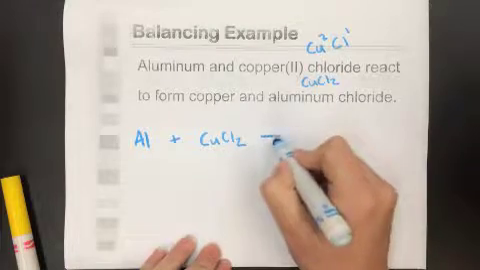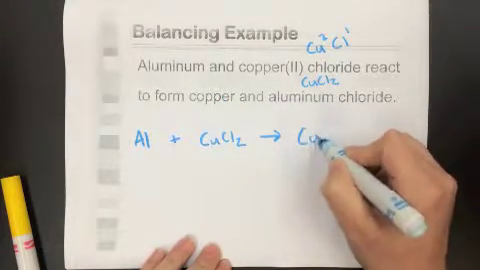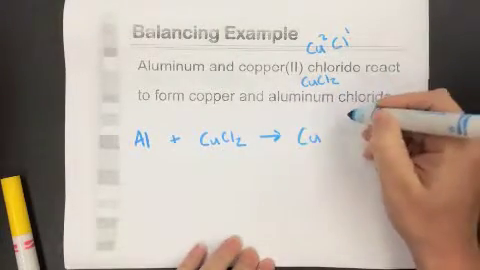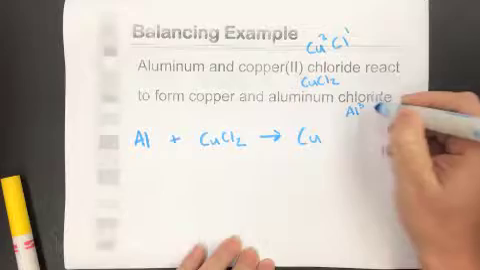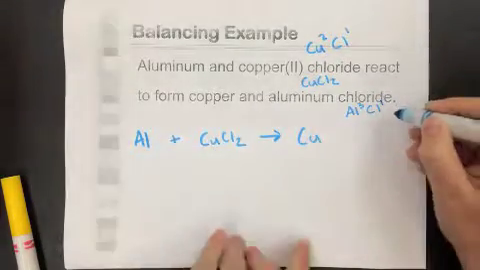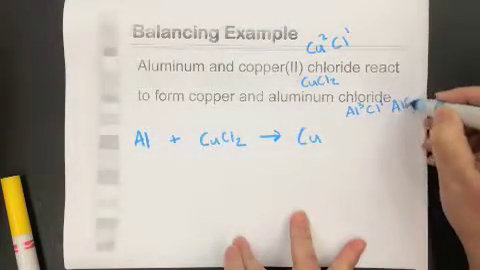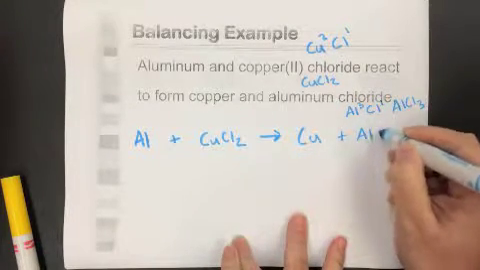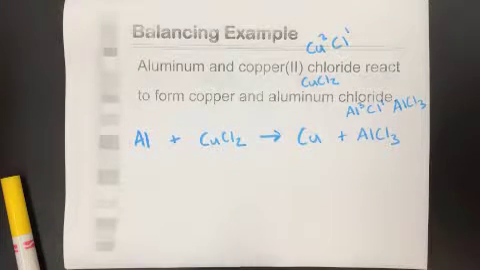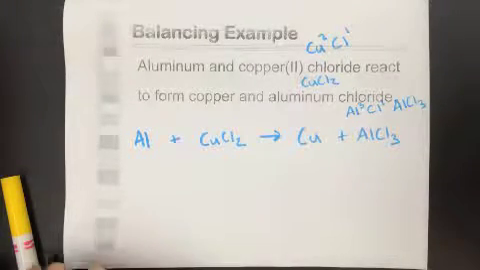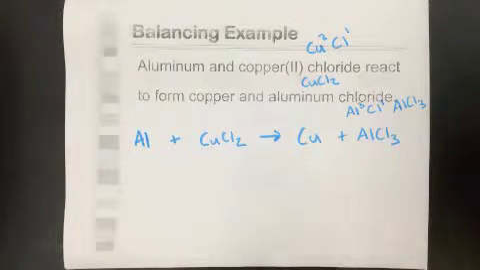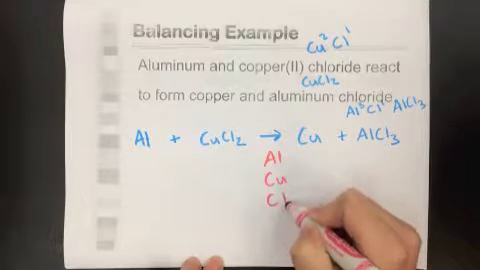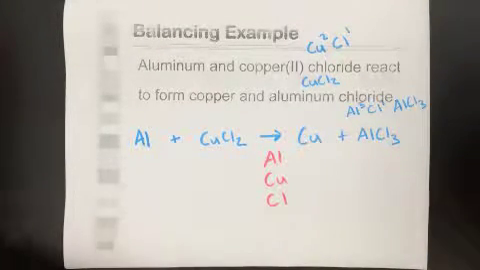Reacts to form, that means that's an arrow, copper, which is Cu, and aluminum chloride. Again, aluminum chloride, Al, has a charge of 3. Chlorine has a charge of 1. So when you crisscross, you get AlCl3. So you get copper plus AlCl3. So now, we're going to follow the exact same steps. List the elements down the middle. So Al, Cu, Cl. And now we count.